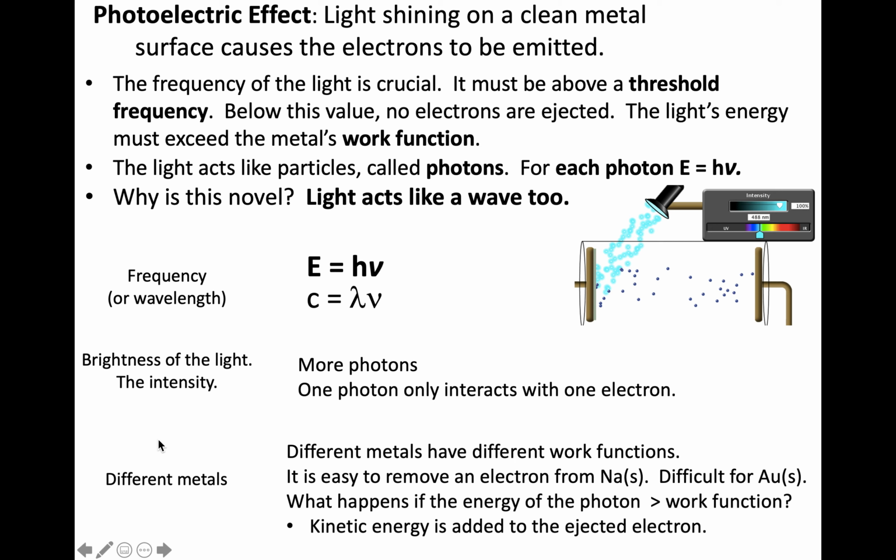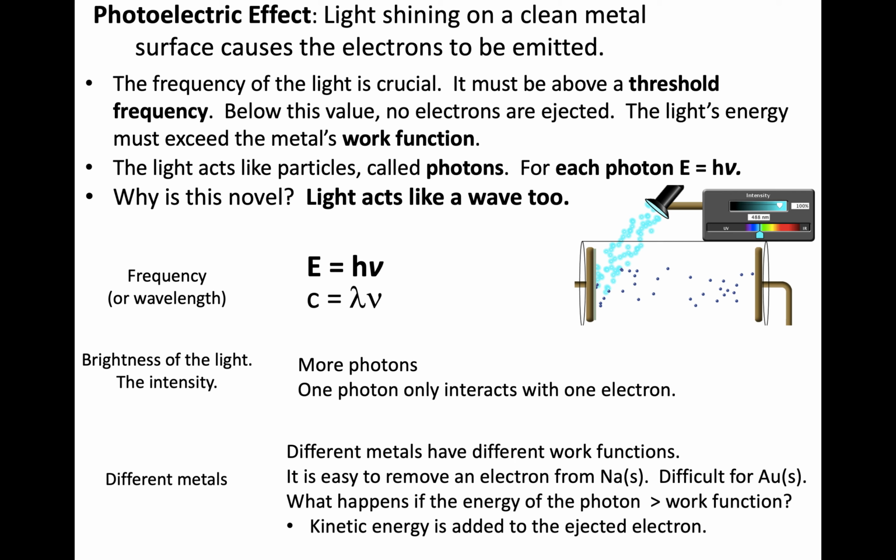When it comes to the metals, we've seen that different metals have different work functions. In some cases, it's easy to remove an electron. Other cases, it's more difficult. It's easy to remove an electron for something like sodium. It's very difficult, as we saw within the simulation, for platinum. Gold would be another example. Difficult. Those would have higher work functions.